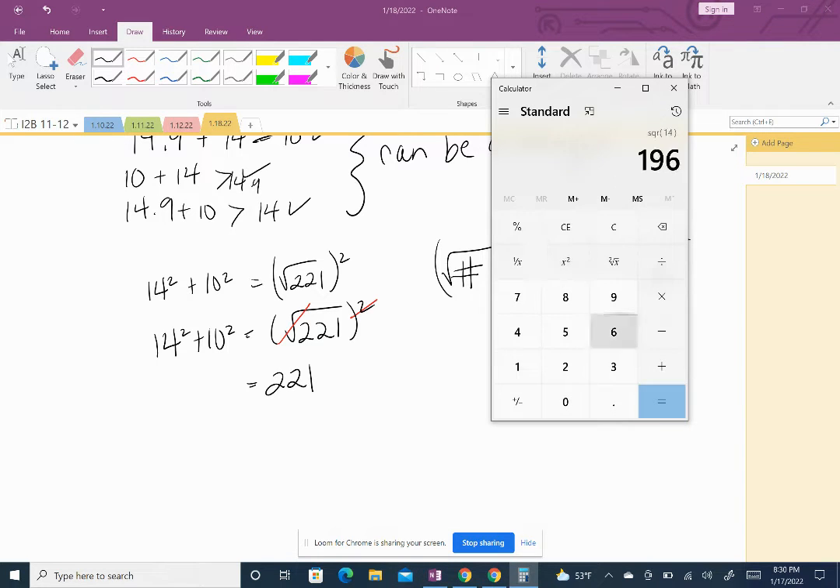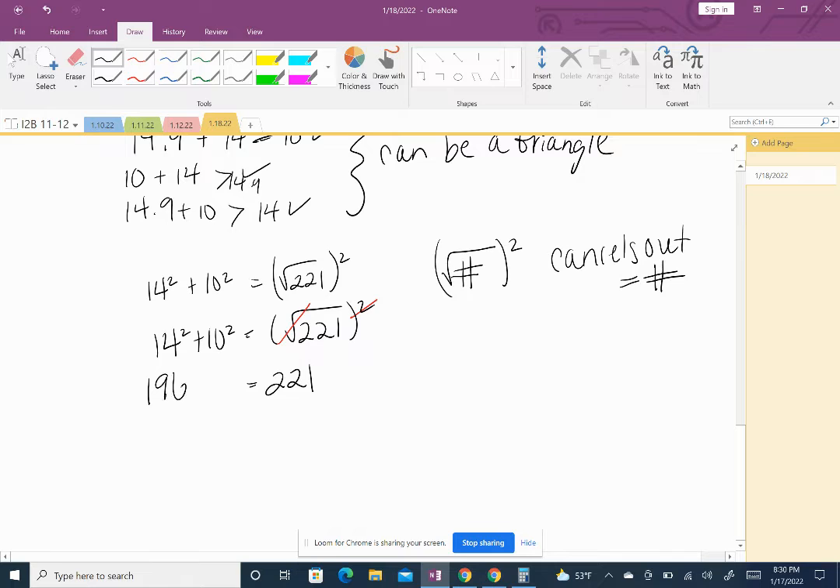14 squared gives me 196. And 10 squared is 100. Okay, so, oh, I'm sorry. We don't know if this is equal, so I'm just going to put a box in between.